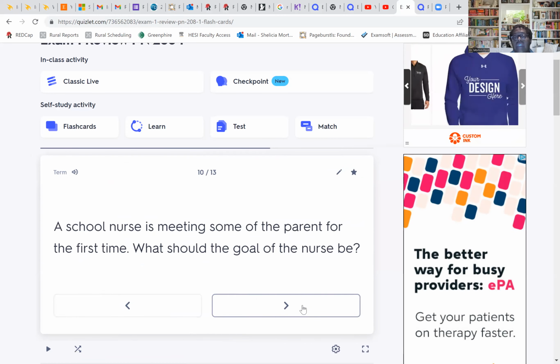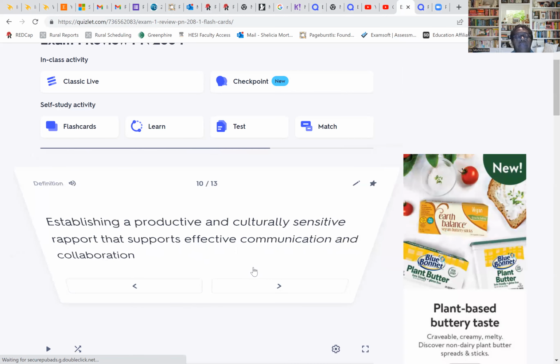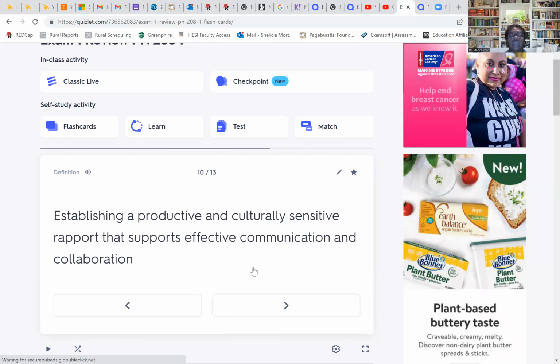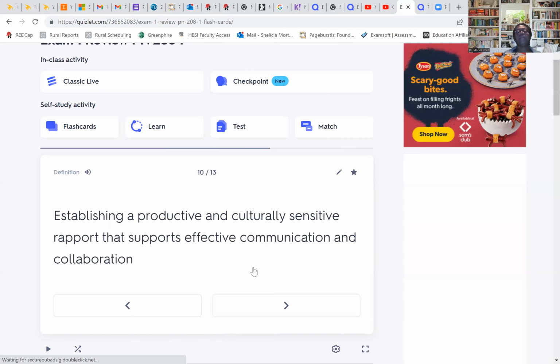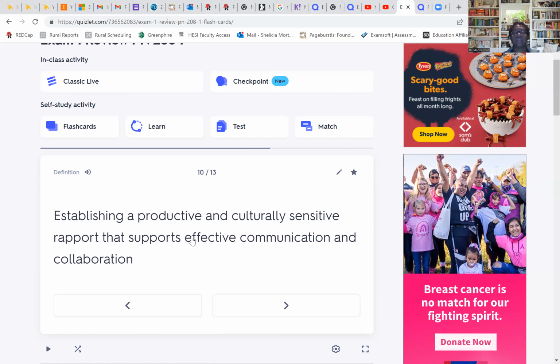A school nurse is meeting some of the parents for the first time. What should the goal of the nurse be? Establishing a productive and culturally sensitive rapport that supports effective communication and collaboration. You want to establish that rapport, and in order to do that, you need to understand those cultural sensitivities. You may have to research that, and you may have to have conversations prior to meeting, but you should establish a productive and culturally sensitive rapport that supports effective communication and collaboration.